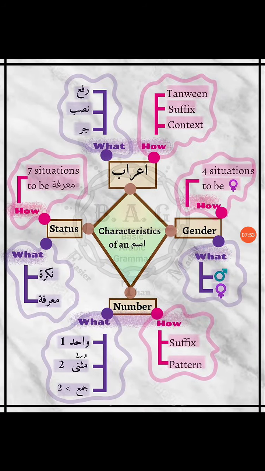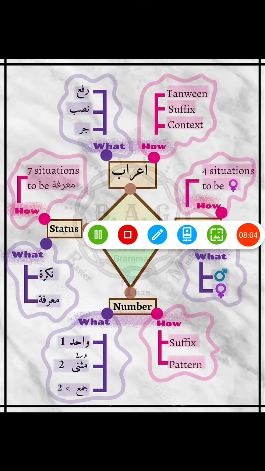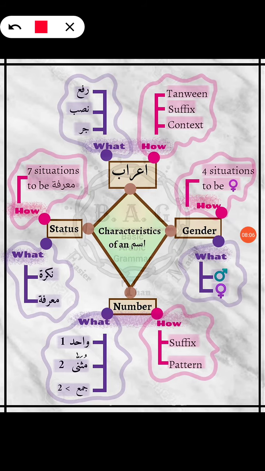Okay, now this is a very little overview of what we are going to study. I don't want you to remember anything, just let me walk you through it so that you know what's going on here. Now, as we can see, the characteristics of an ism, there are four characteristics. These four signals that I mentioned earlier are actually called characteristics of an ism. Okay, so we have i'rab, we have status, gender, and number.